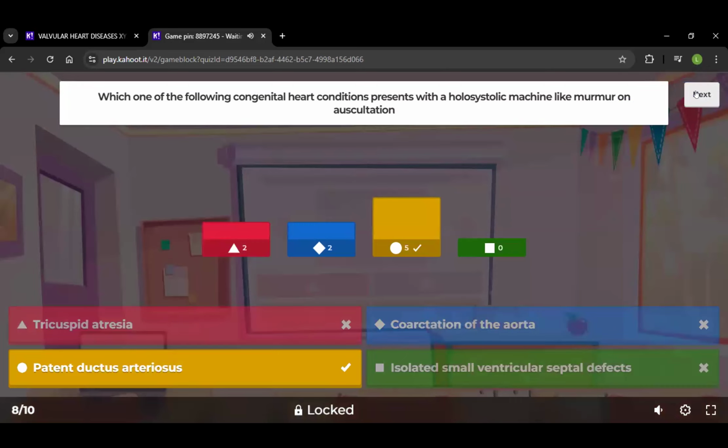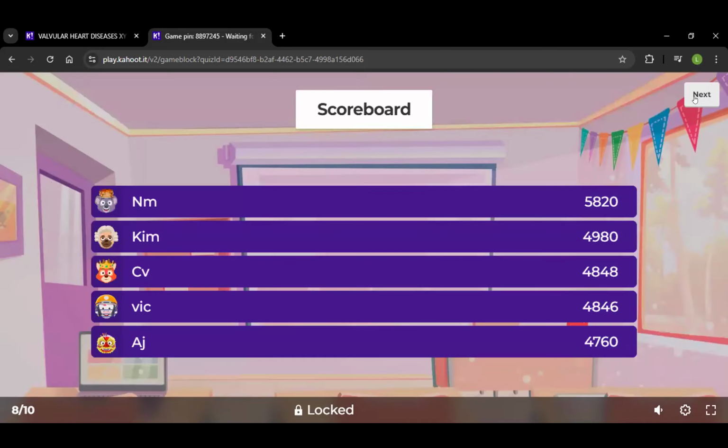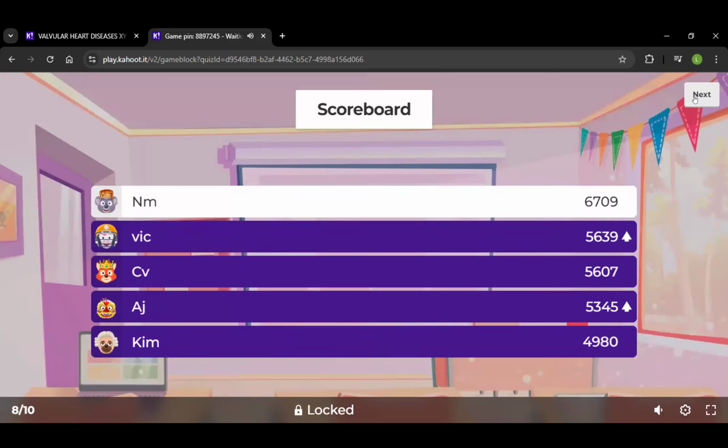Okay, so the answer is patent ductus arteriosus. It's the heart condition that presents with a holosystolic machine-like murmur. So for the scoreboard, NM is still leading. Very good job. Followed by Vic and then CV. Next.